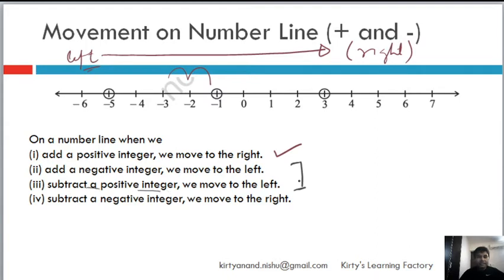So these two cases are the same, and therefore in this case the value will decrease, and therefore you will move left on the number line. So always think that by doing a certain operation the value is increasing or the value is decreasing. If the value increases, you move to right. If the value decreases, you move to left. Subtract a negative integer, we move to right.